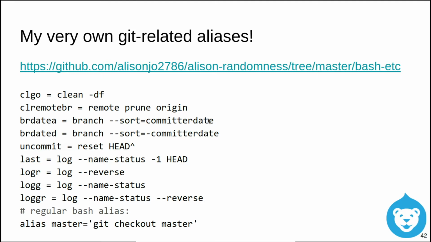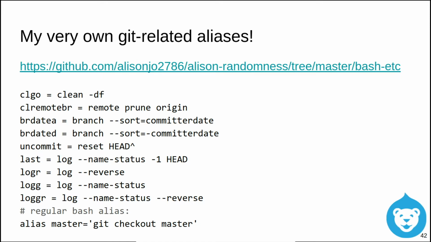Branch sort by committer date. I like to use that sometimes because I'm like, how old are these branches? What this does is it shows me a list of the branches that I have, and it sorts them by date. So I can see how old they are, because what I used to do was check out each branch and look at the last commit. And that's not efficient.